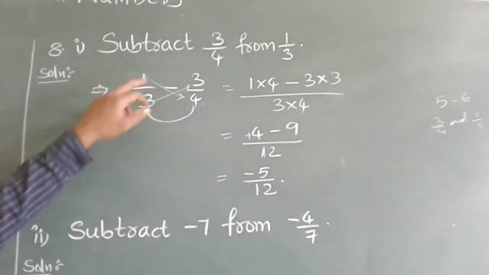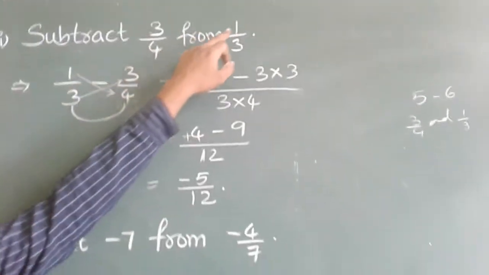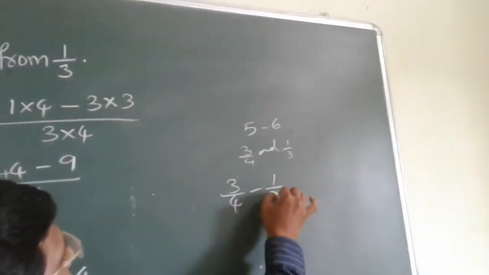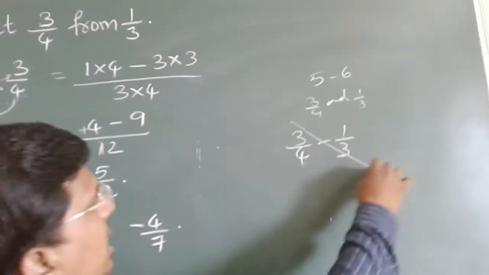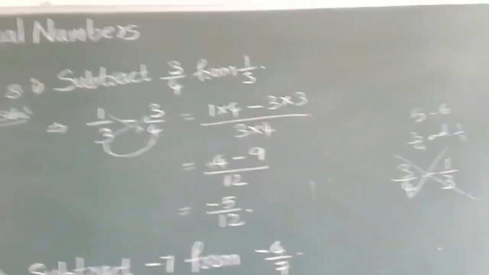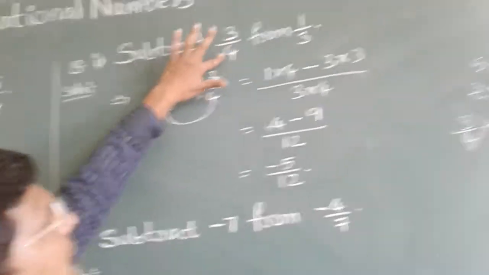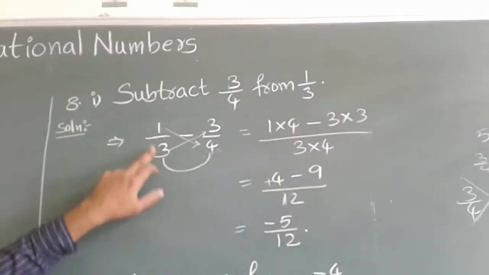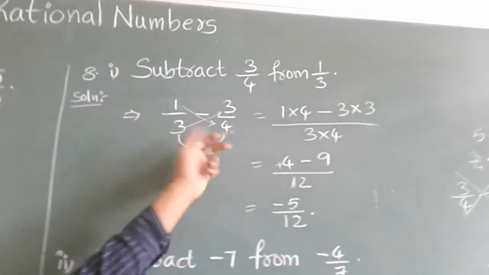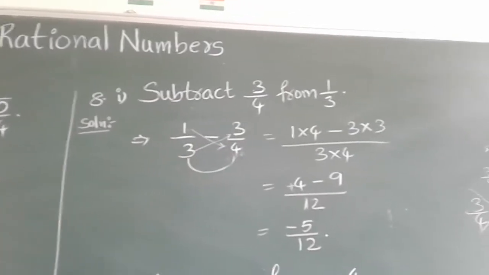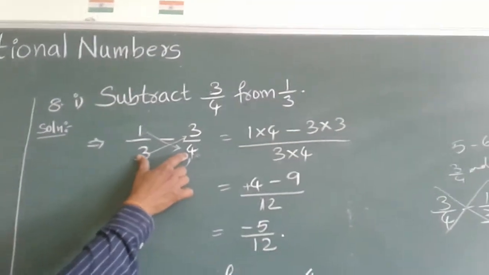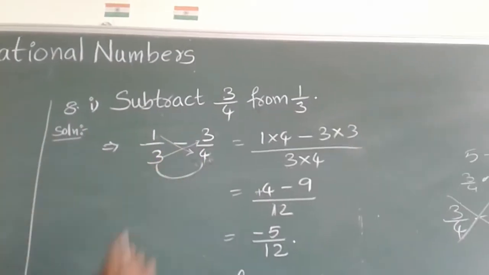See, subtract 3 by 4 from 1 by 3. Generally some of you will do it like this, 3 by 4 minus 1 by 3. But this is not correct, this is wrong. Why? Because here we have to subtract the fraction 3 by 4 from the fraction 1 by 3. See, 1 by 3 minus 3 by 4. Both the fractions have different denominators, so we call them unlike fractions. For unlike fractions we can't add or subtract directly.